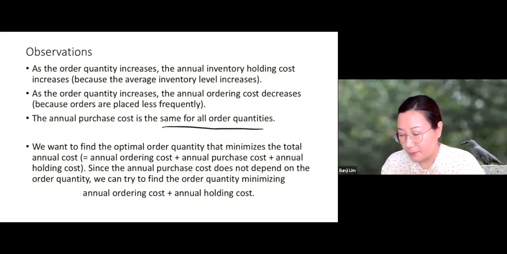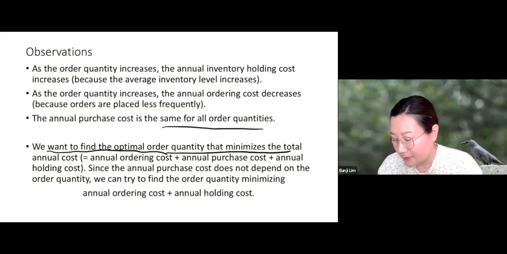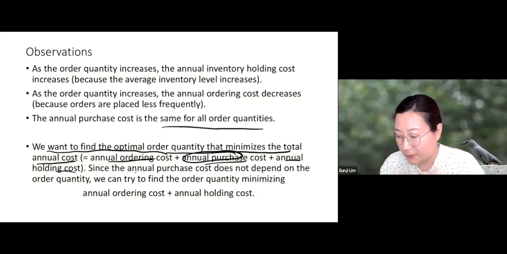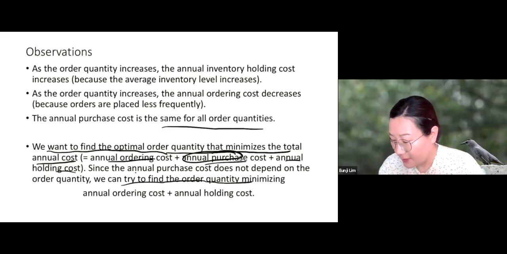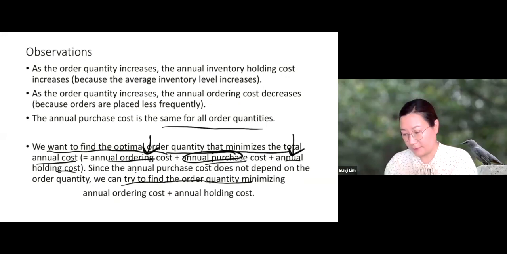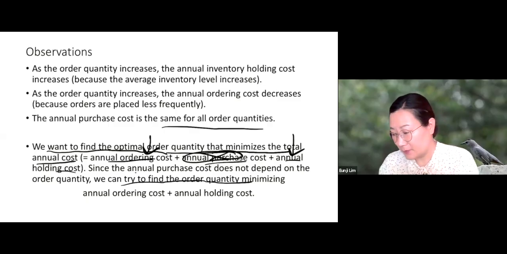So what can we learn from this? We want to find the optimal order quantity that minimizes the total annual cost, which is the sum of these three types of costs. Since the annual purchase cost does not depend on the order quantity, we can try to find the order quantity minimizing the rest, these two costs. We can just drop the annual purchase cost from the formula. It doesn't change the optimal order quantity.